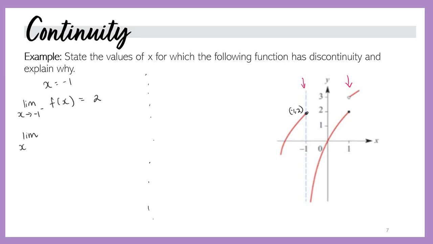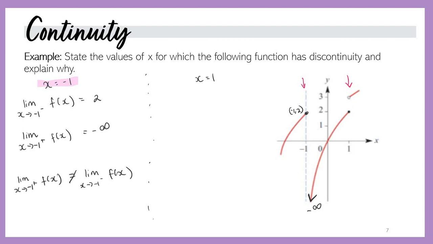If I take my limit as we approach from the positive side, I can see I'm going to follow this all the way down to -infinity because of that asymptote there. And so we can say that limit there is equal to -infinity. And so because our limits from both sides are not equal, we have to say that this function is not continuous at that point, x equals -1, okay? Because those limits are not equal to each other.